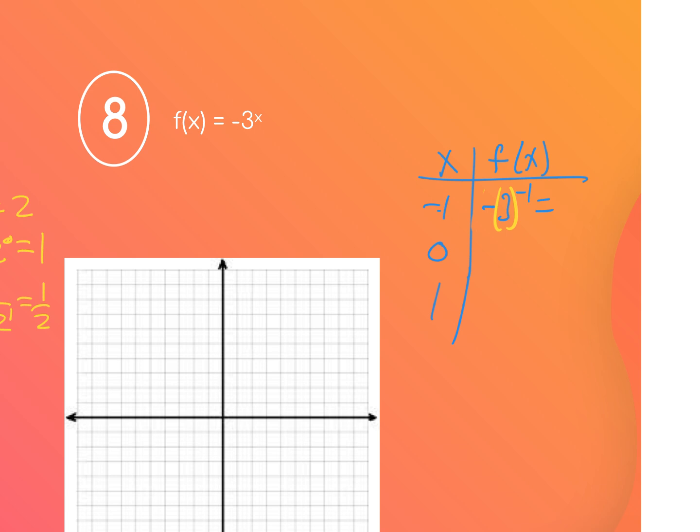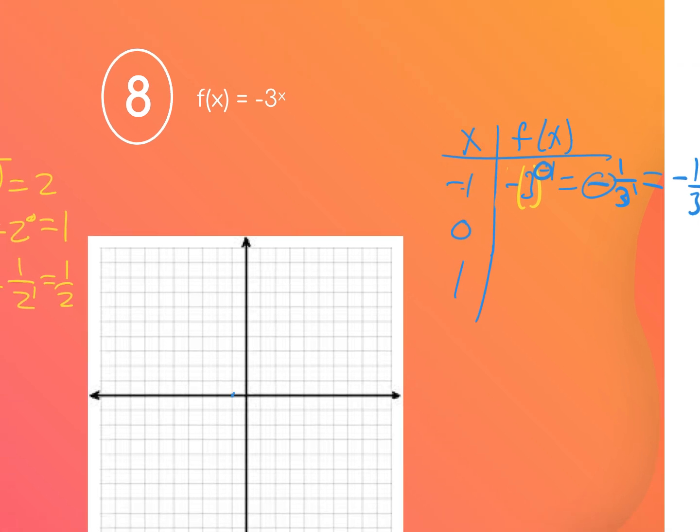So then -3 to the -1 is going to get you -1 over 3 to the first, right? Remember, this negative exponent is going to flip your base, and then this negative out front is just going to make it negative. So then we get -1/3. I'm going to plot that point. -1, -1/3 is going to be right there.